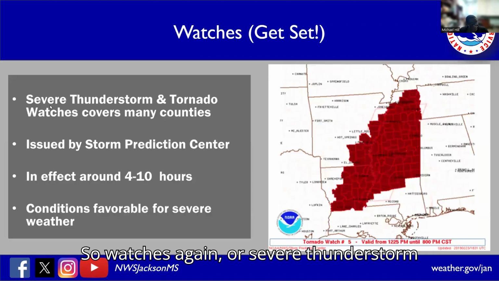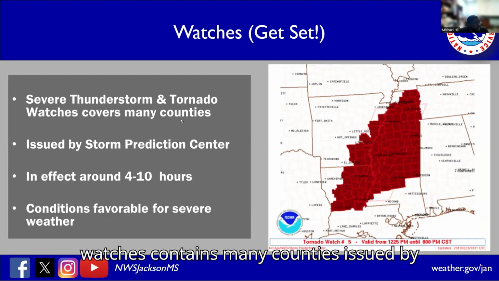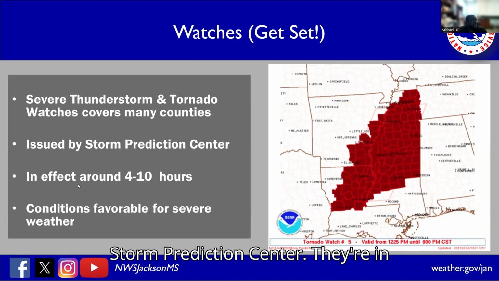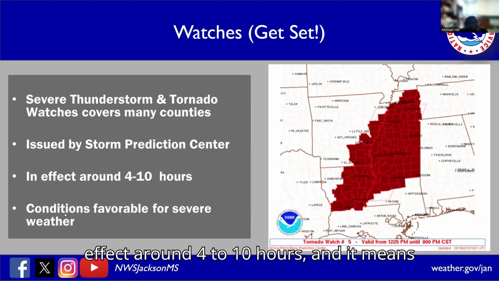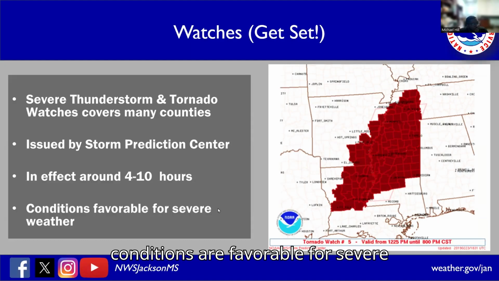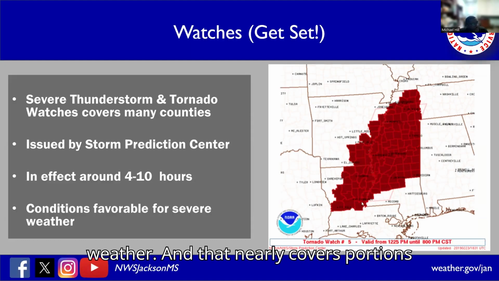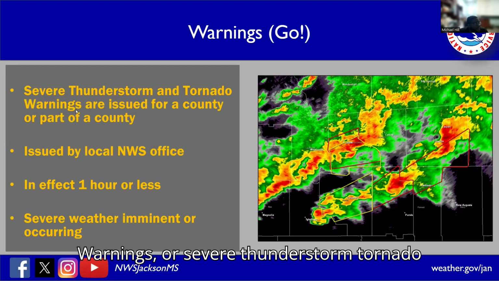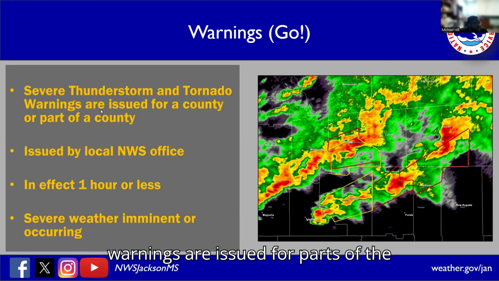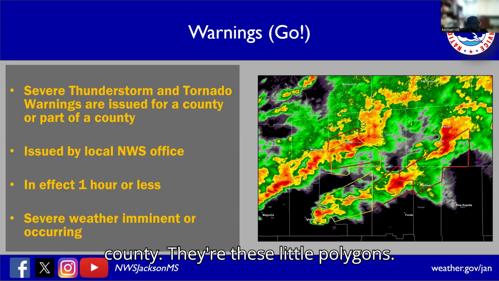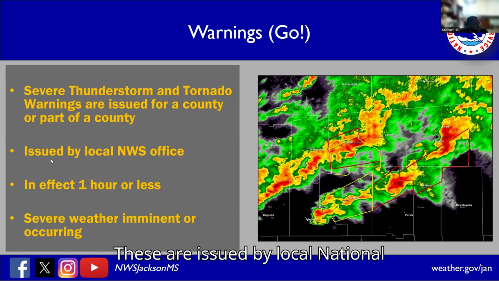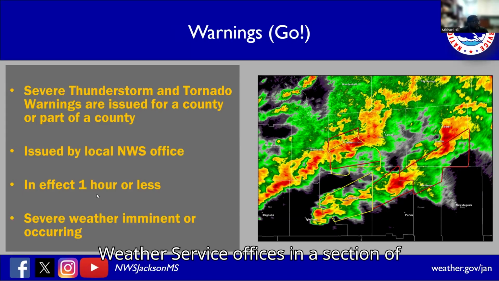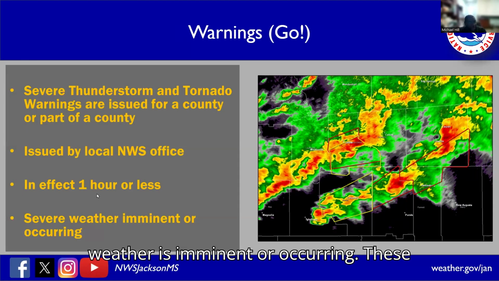So watches again are severe thunderstorm watches, containing many counties, issued by the Storm Prediction Center. They're in effect around 4 to 10 hours, and it means conditions are favorable for severe weather. And that nearly covers portions of states, lots of counties. Okay. Warnings, or severe thunderstorm and tornado warnings, are issued for parts of a county. They're these little polygons. These are issued by the local National Weather Service office, in effect for 1 hour or less. That means severe weather is imminent or occurring.